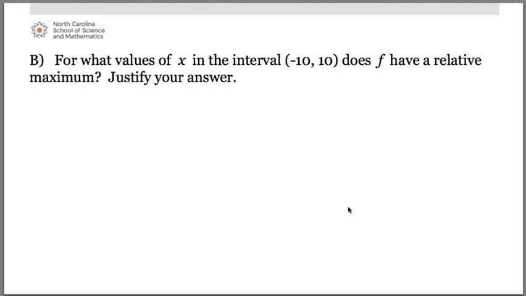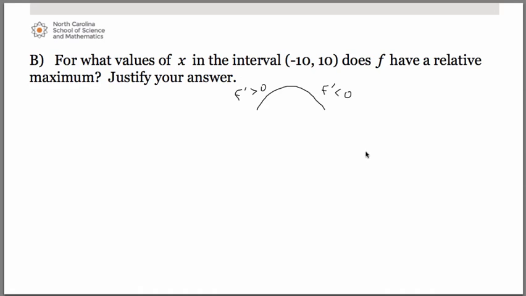The second question that was asked of students that year was to determine the values of x in the interval from -10 to 10, where the original function f is going to have a relative maximum. Think about what we've talked about so far in terms of how a relative maximum comes to be. If we have a relative maximum, the slope is changing from positive on the left to negative on the right. As we talked about, the derivative, the slope of the line tangent to the curve, is positive to the left, and the derivative is negative to the right.